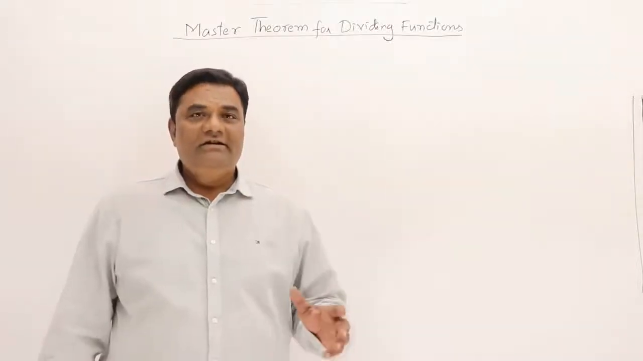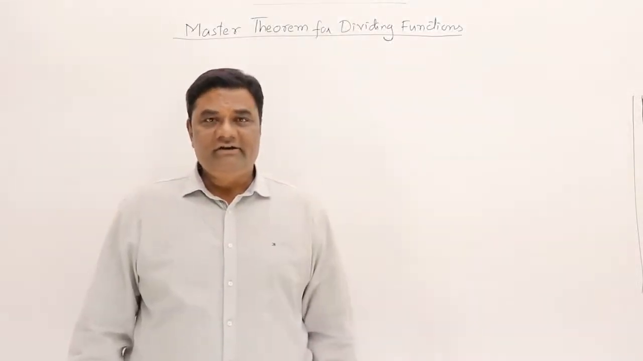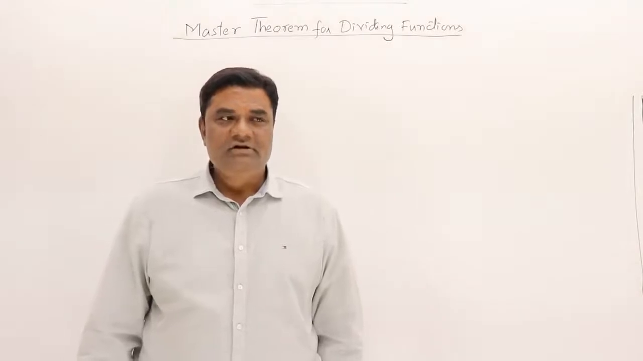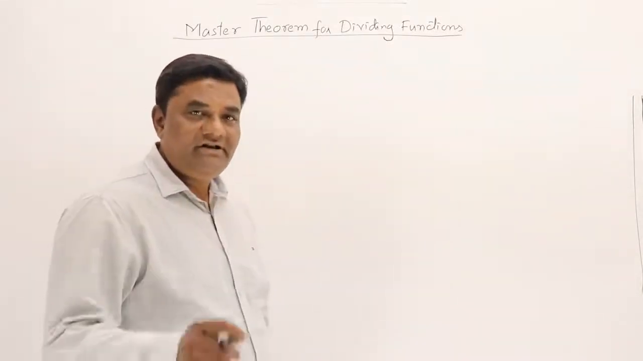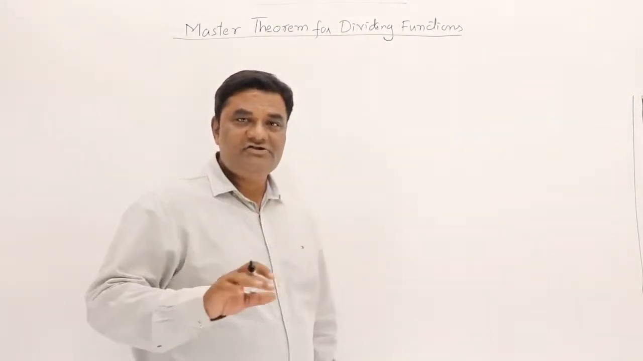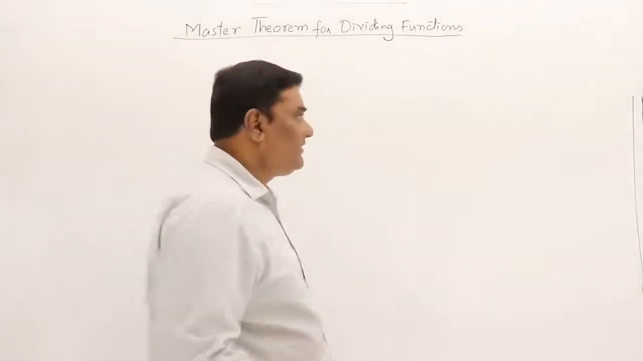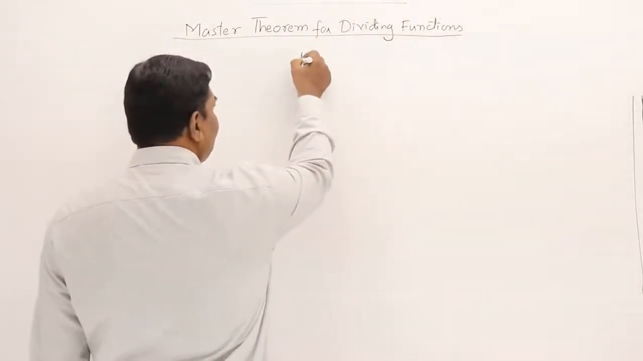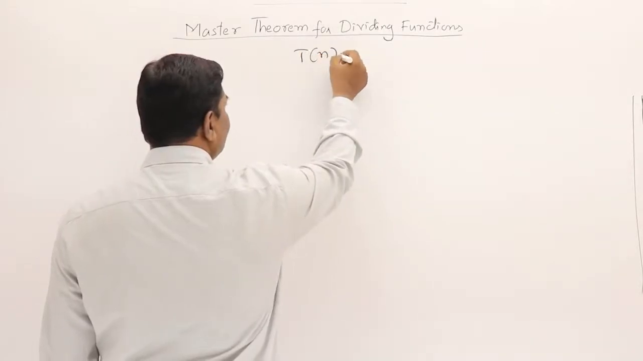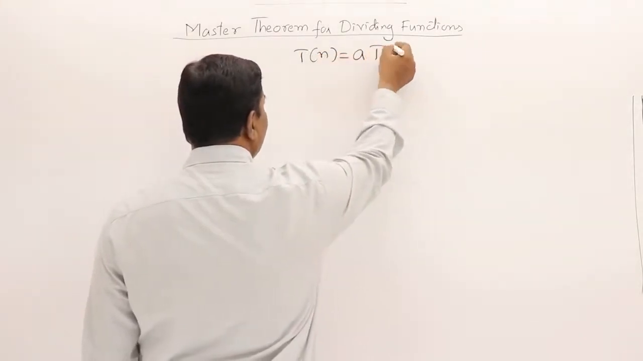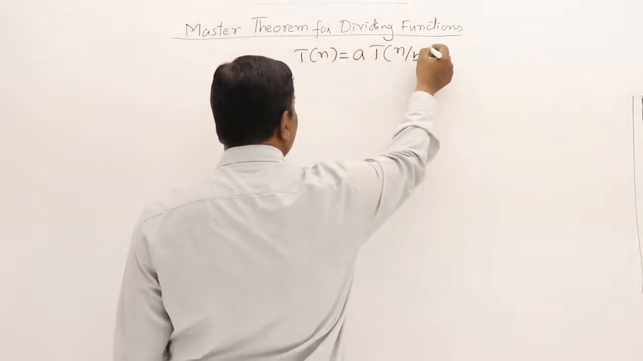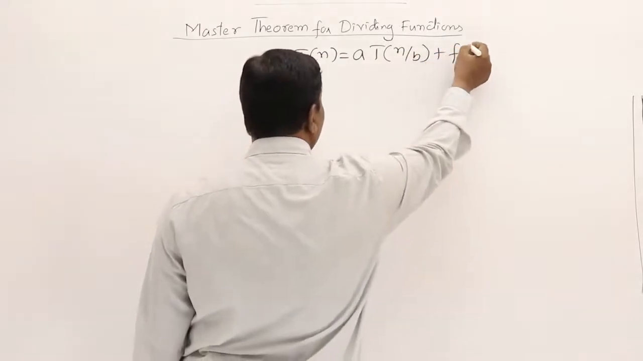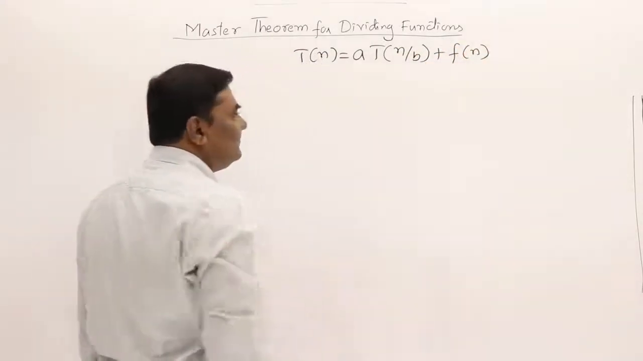Hi, let us look at Master's theorem for dividing functions. So in the Master theorem, we take a recurrence relation in general form. The general form of the recurrence relation is T(n) = aT(n/b) + f(n).